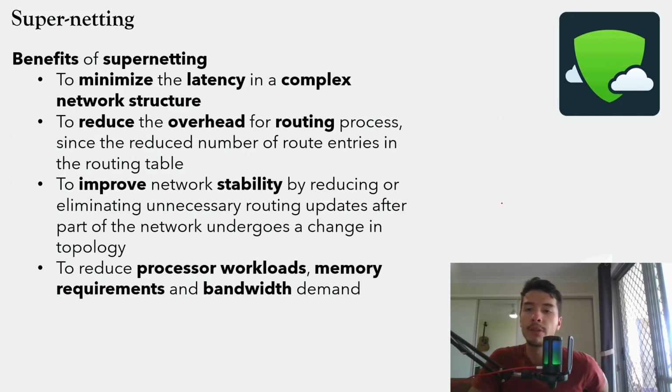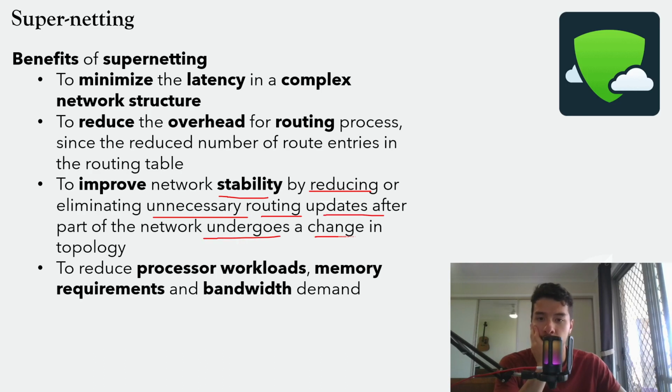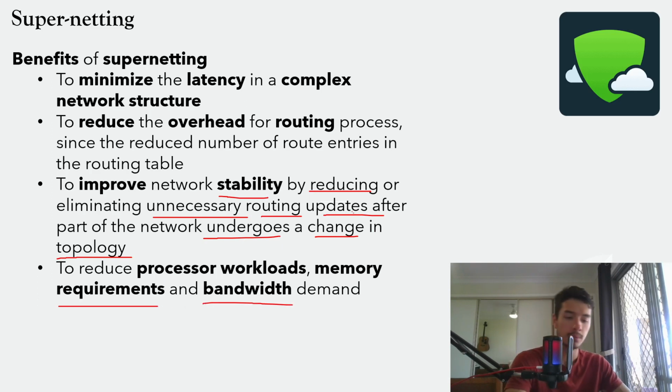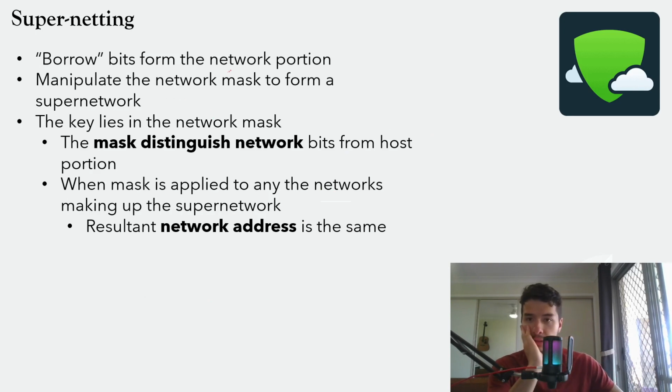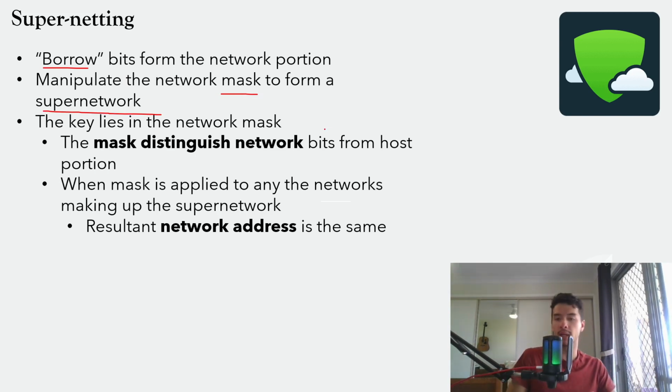Okay? So the benefits of supernetting: to minimize latency in complex network structures, to reduce overhead for routing processes since there is a reduced number of route entries in the routing table, to improve network stability by reducing or eliminating unnecessary routing updates after part of the network undergoes a change in topology, and to reduce processing workloads, memory requirements, and bandwidth. Common sense stuff there, as we've discussed. So we borrow bits from the network portion, as we discussed, and manipulate the network mask to form a supernet, which is the stuff we were doing to decide how many bits we're going to need and what that's going to look like in our subnet mask.